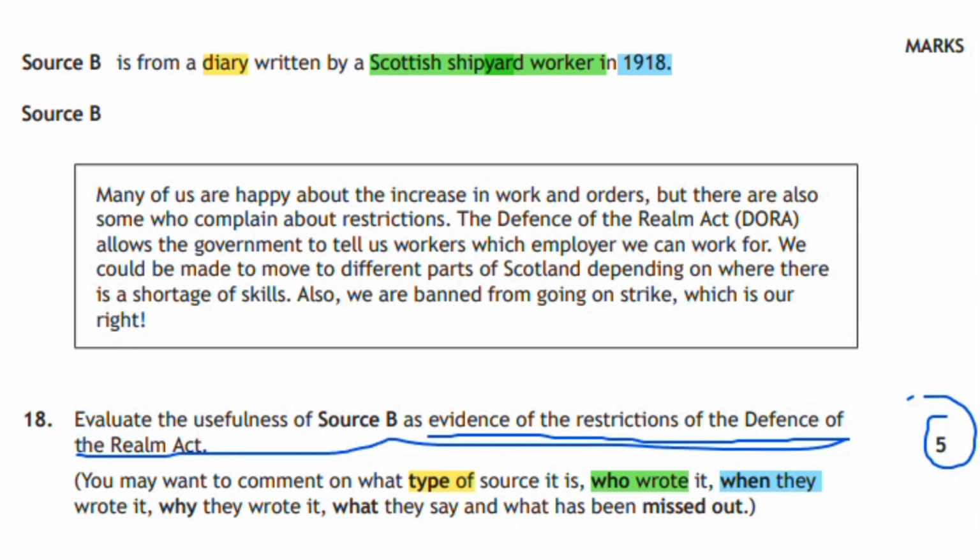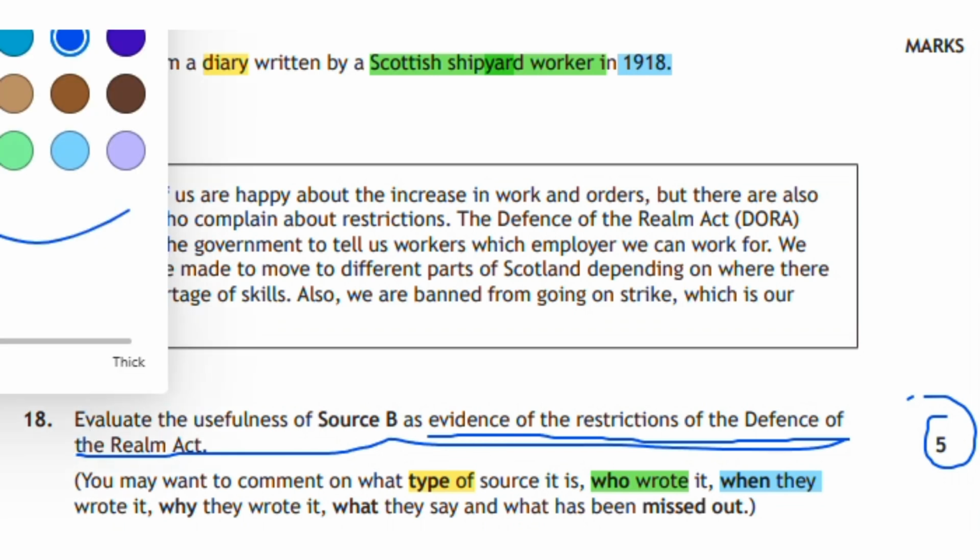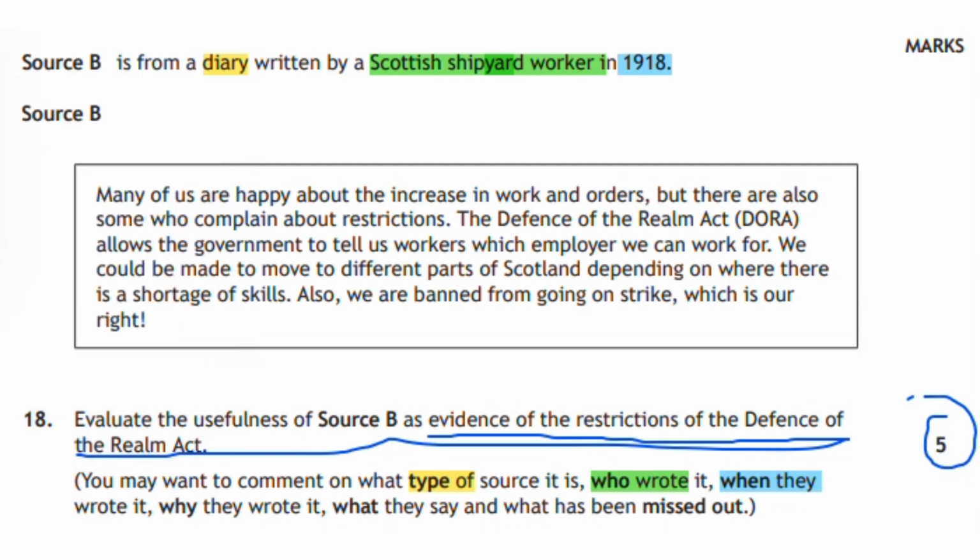Okay, so we can now hopefully begin to make comment on what this person says. In terms of why they wrote it, well, that's a bit more difficult, but we can make some comments based on knowing that it's a diary and what the diary's about, but we'll come back to that later. Let's focus now on what this person says, and I'm going to begin to highlight the source.